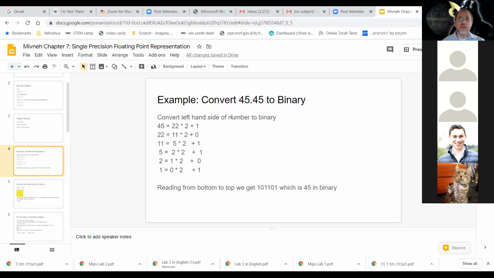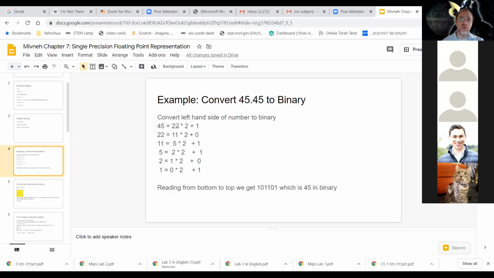It's pretty simple. Convert the left-hand side of the number to binary. So first we take the 45, we want to convert it to binary. How do we do it? Basically, we take the 45 and divide it by 2, and we get 22. It would be correct to say that 22 times 2 plus 1 is 45, because when we divided by 2, we had a remainder of 1. So 2 goes into 45 22 times with a remainder of 1. We write the remainder of 1, and remember the 22, which is how many times the 2 went in.